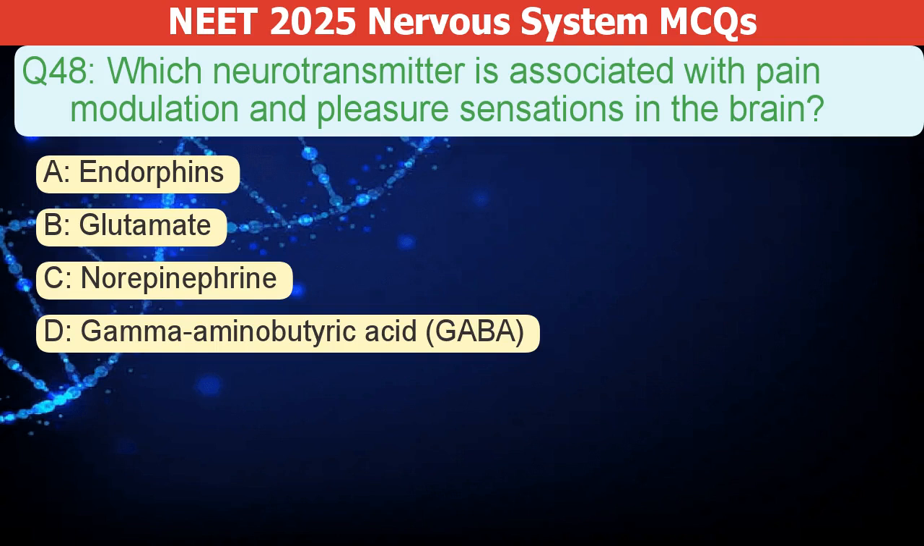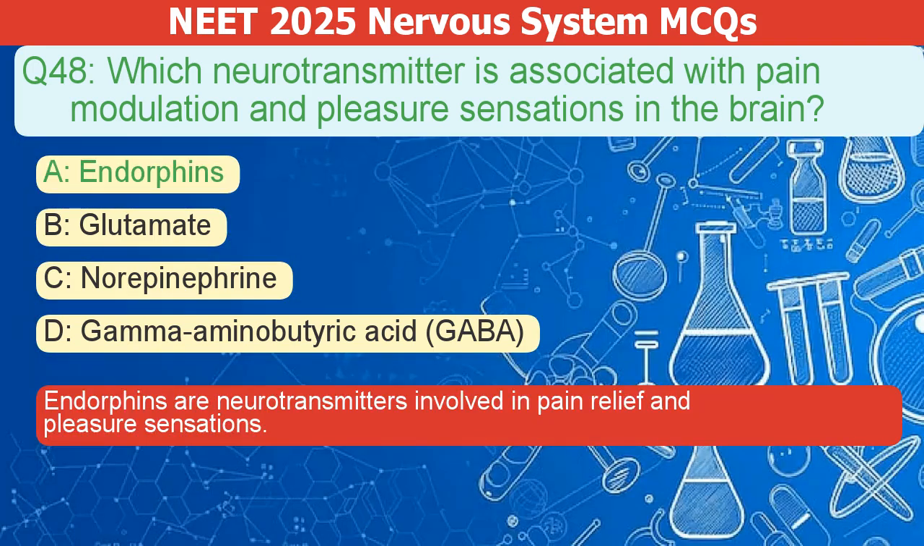A. Endorphins. B. Glutamate. C. Norepinephrine. D. Gamma-aminobutyric acid, GABA. The correct answer is A. Endorphins are neurotransmitters involved in pain relief and pleasure sensations.